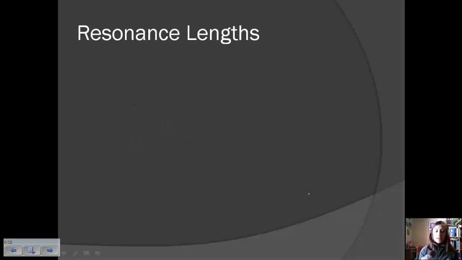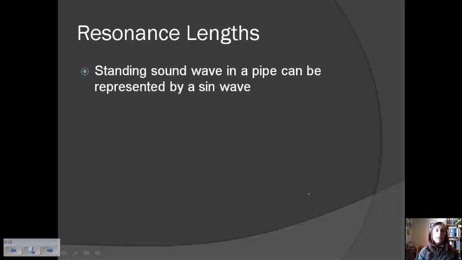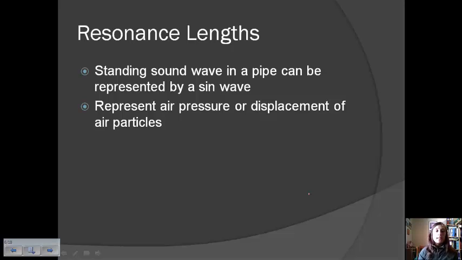Let's look at the difference in resonance lengths for open and closed pipes. Remember, resonance is where those waves are going to add together. So we have these standing waves. A standing sound wave in a pipe can be represented by a sine wave, and this represents the air pressure or the displacement of the air particles. Remember, for sound waves, we need this difference in air pressure and moving of the air particles in order to have sound, which is why sound won't occur in a vacuum.